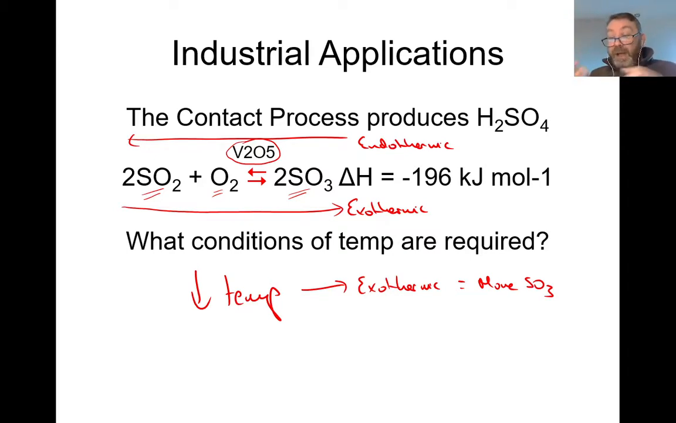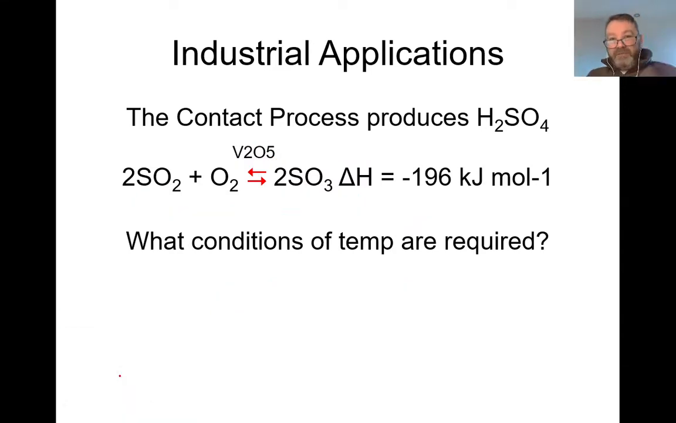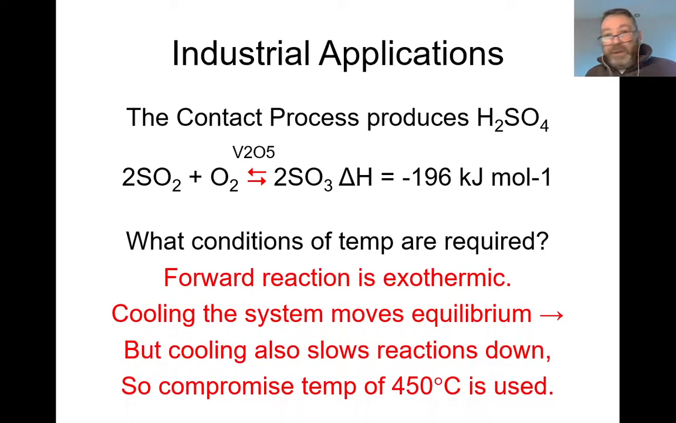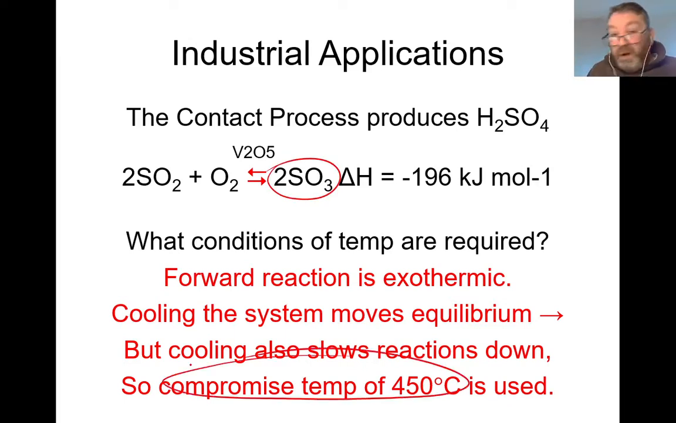All right. So now we notice that in the contact process, to get over to the right-hand side, I have to decrease the temperature. So we've got the same problem again. If I decrease the temperature, I cause everything to become very, very sluggish. So I can't do that. So again, for the production of SO3, a compromised temperature of in and around the same as the ammonia, about 450 this time, degrees Celsius, is used.